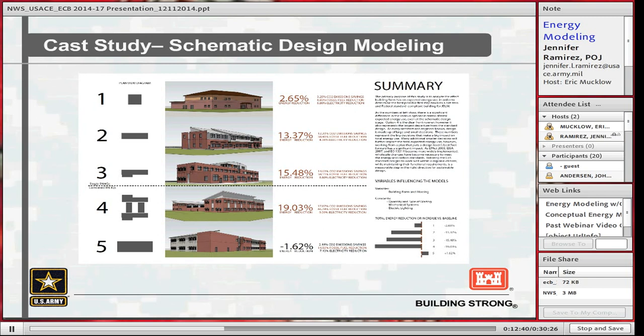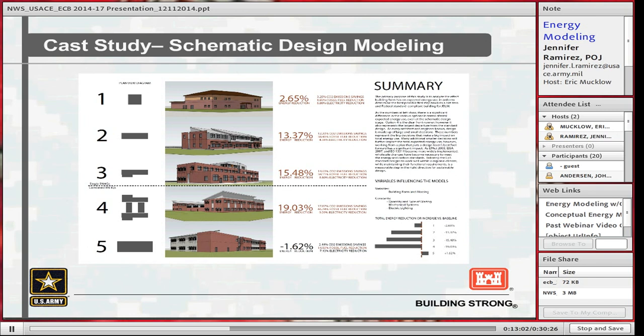We designed 5 distinct floor plan options that all met the Army criterion and analyzed the energy performance. At this point, we met with our stakeholders, which included the owner, all of the design team members, and determined the best floor plan that met our customer's needs.